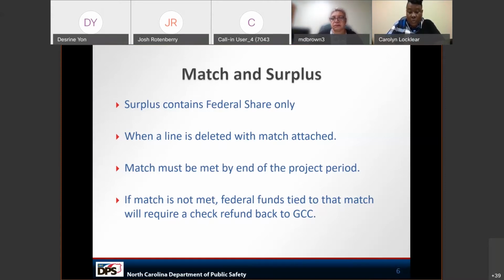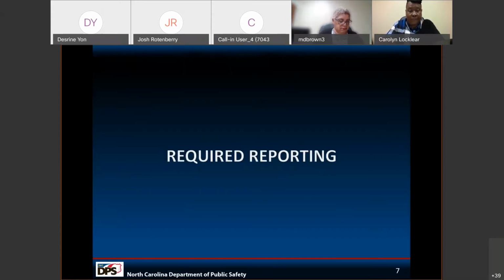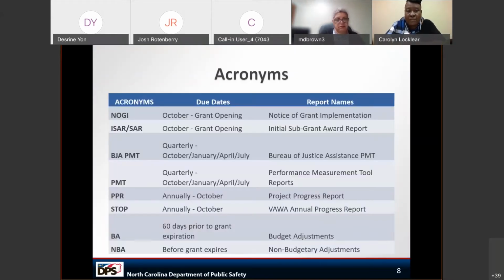Okay, next we will be going to required reporting. If you were in the VOCA breakout session previously, Adonica went over some of these, but I will go over them more in detail. This is a list of the acronyms that we here at GCC use when we reach out to you. So we want you to know what these acronyms mean when we reach out to you for submitting documentation and reports.